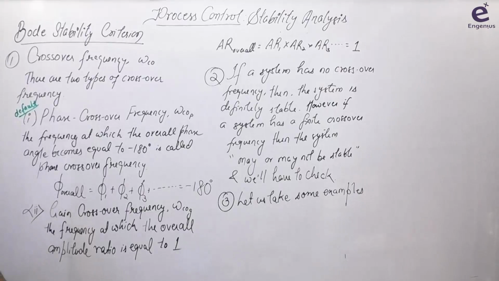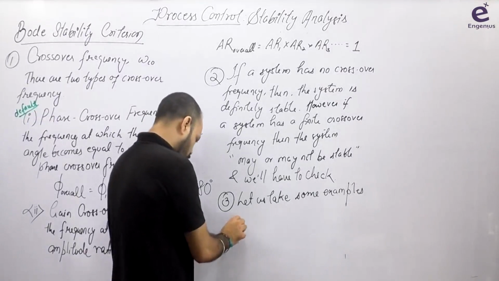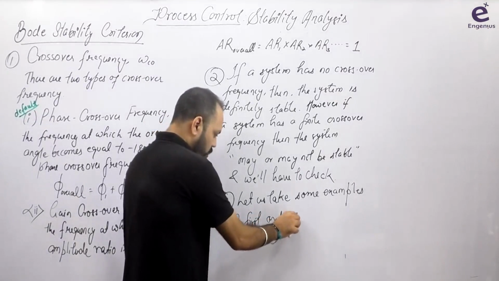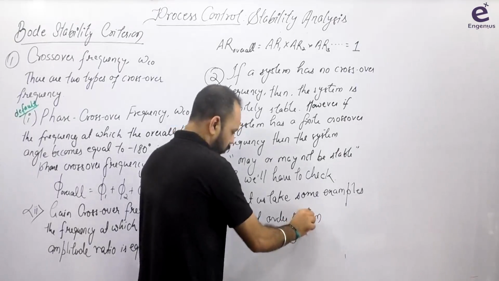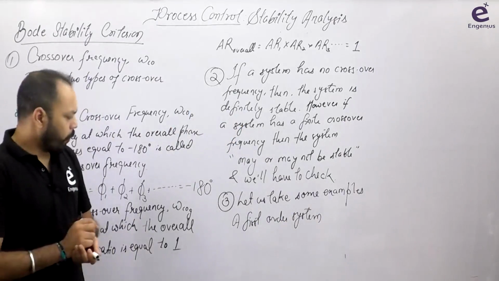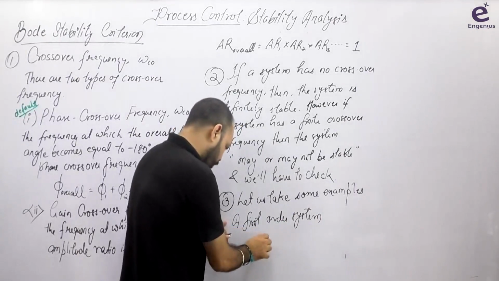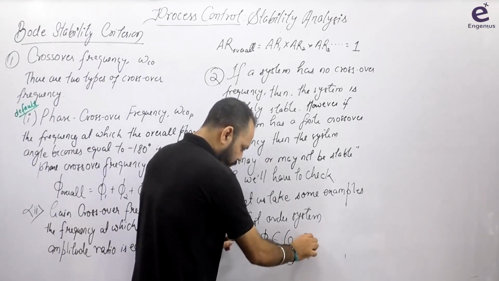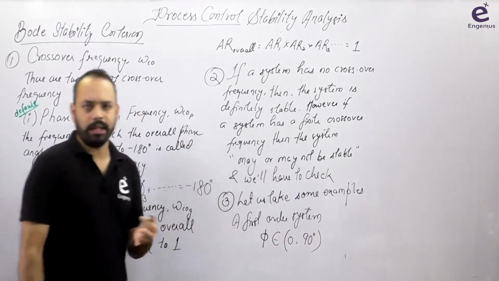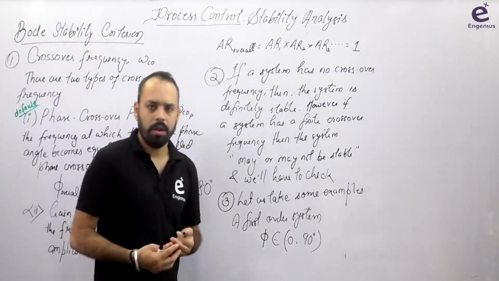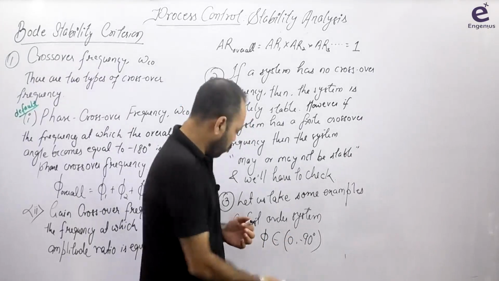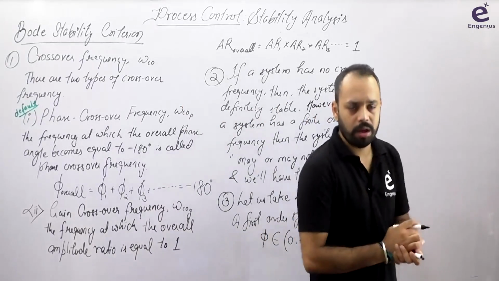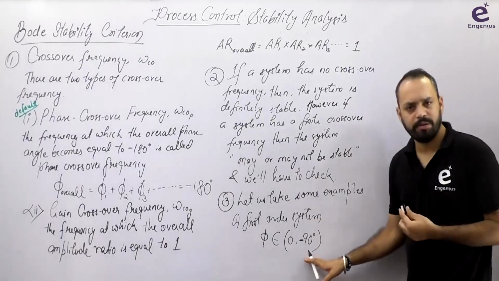So, suppose a first order system, just a first order system, nothing else. Can you tell me what is the range of phi for a first order system? Phi ranges from, we have discussed, 0 to minus 90 degrees, right? Even minus 90 degrees is only possible when omega is infinity, which cannot be achieved. So for a first order system, phi always lies between these values.